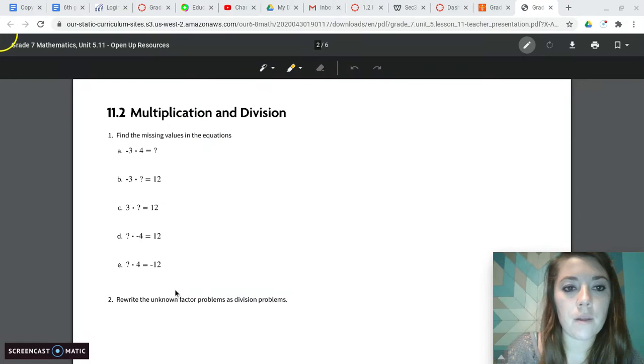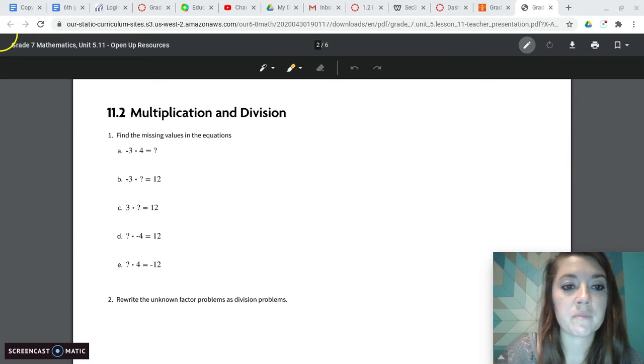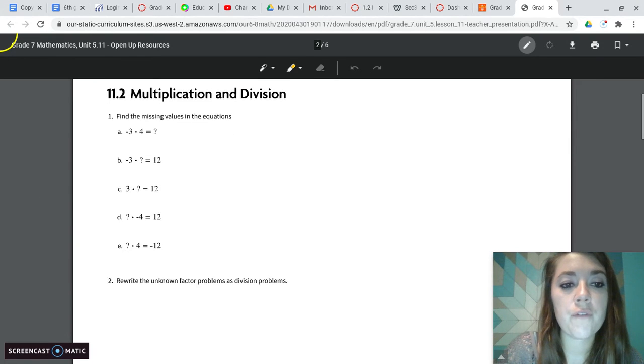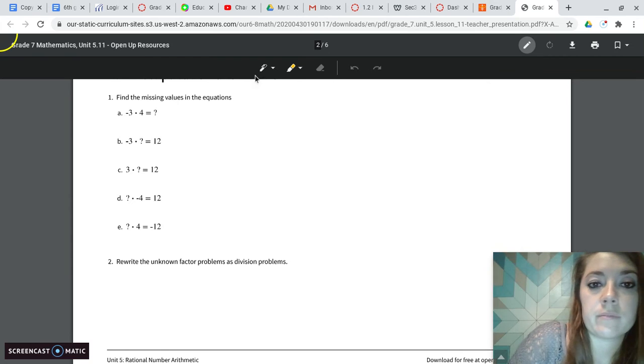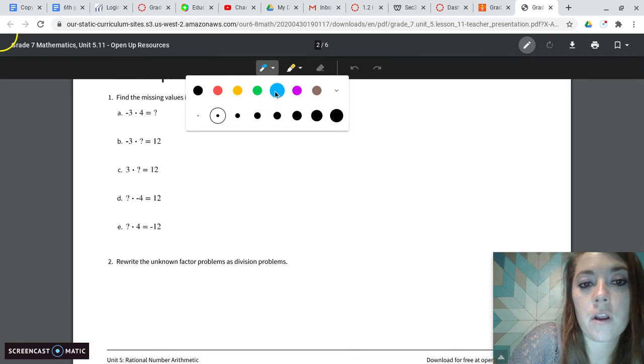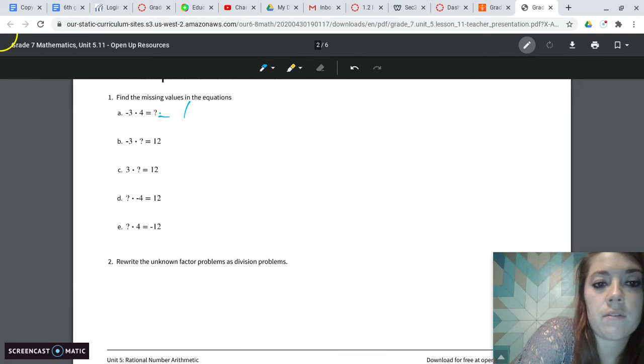All right. Multiplication and division. Find the missing values in the equation. So we've got all these different equations and we need to find what the question mark should be. So for the first one, we have -3 times 4 equals question mark. Well, what should it be? -3 times 4 should equal -12.